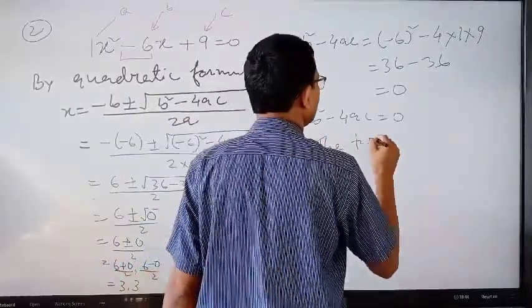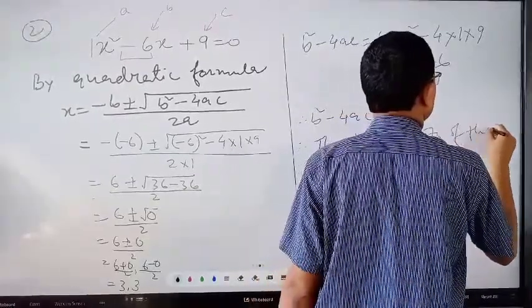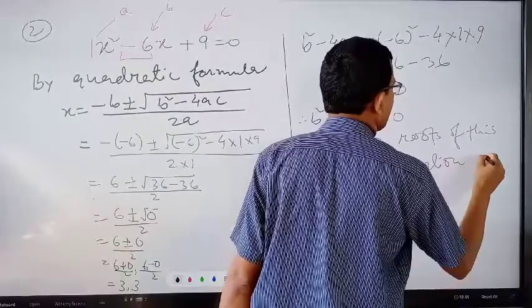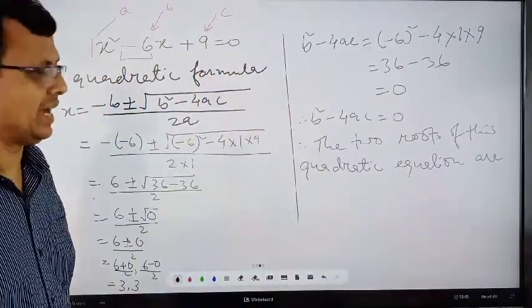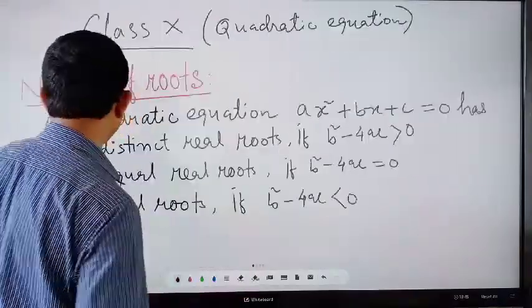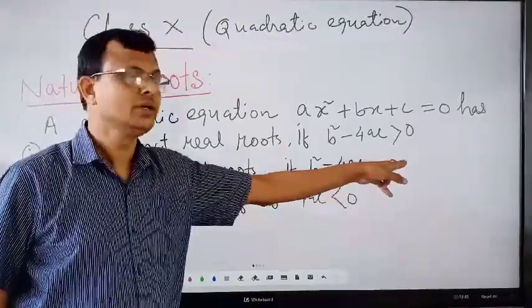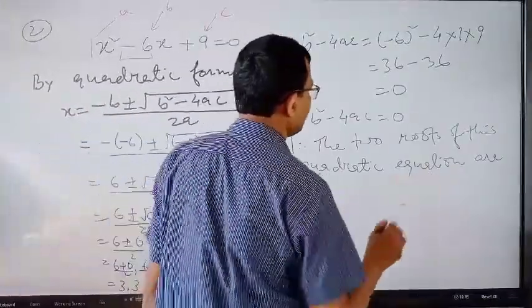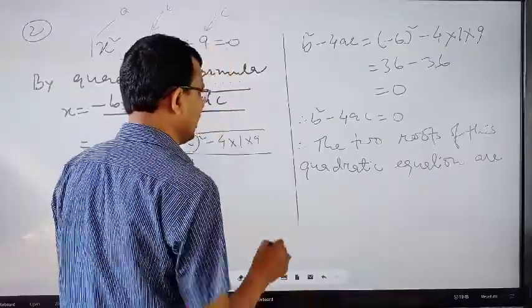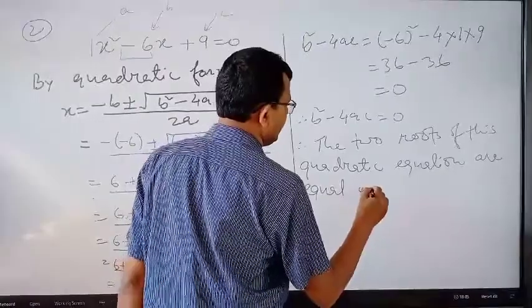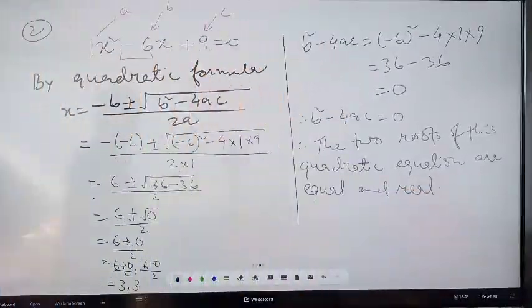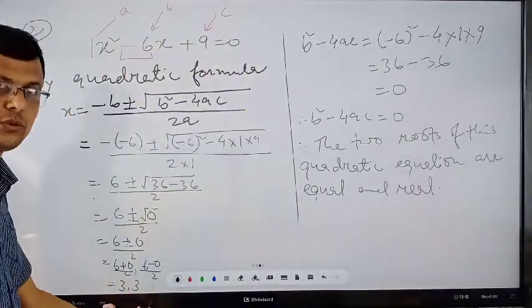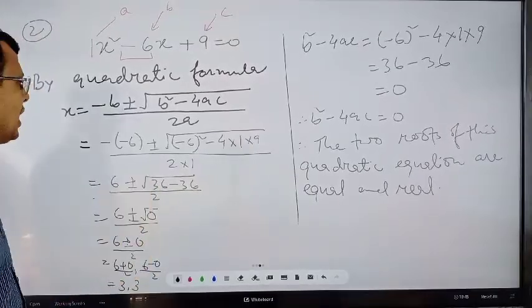Therefore, the two roots of this quadratic equation are equal and real. That is the second condition you see here: two equal real roots, b square minus 4ac is equal to 0. This is the second condition. Is this clear? So if b square minus 4ac is equal to 0, then the quadratic equation will have equal roots. They are equal and real. Is that clear? Let us go to the third condition.